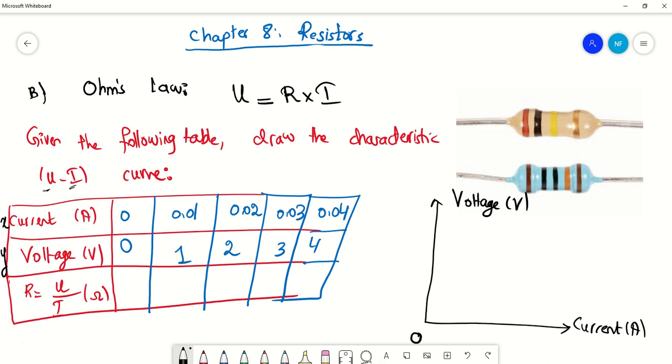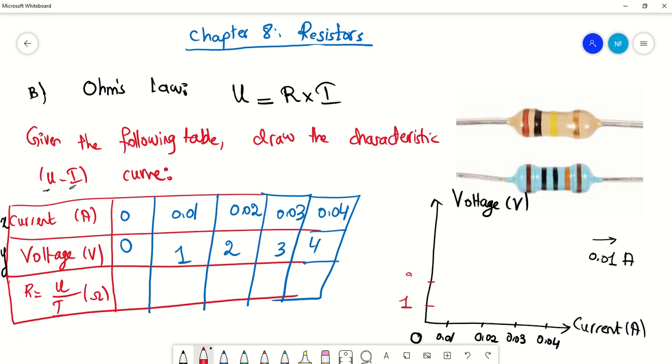What are the values to be put on the x-axis? 0, 0.01, 0.02, 0.03, etc. And what's the perfect scale? 0.01, right? 0.02, 0.03, 0.04. I used a scale. I'm using a scale on the x-axis, that's why I wrote a horizontal arrow, and the arrow has to be only 1 centimeter. It's taken as 0.01 with the unit ampere. On the y-axis, what are the values? 0, 1, 2, 3, and 4. So I have to use 1 as a scale.